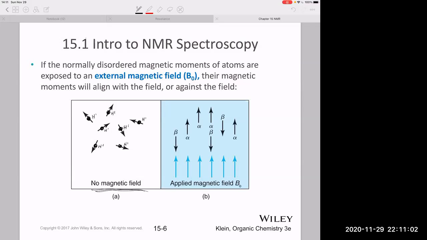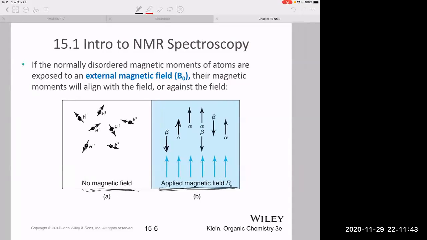In the absence of any magnetic field, there's no rhyme or reason to where these things are pointed. They're just spinning around like a top in any direction. As soon as you apply a magnetic field, those protons will align themselves such that their spin is either parallel to that magnetic field or anti-parallel to that magnetic field. So you turn on a magnet and all of a sudden all these protons will align themselves so that they're spinning either against or parallel to this magnetic field. So this means that NMR has to take place in the presence of this applied magnetic field.